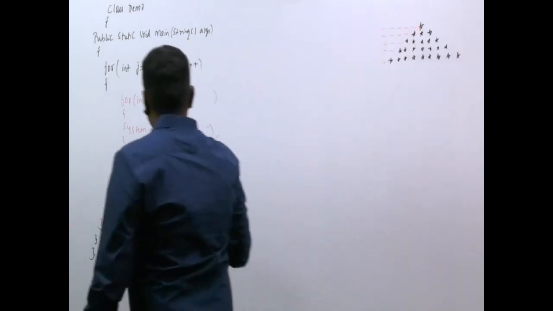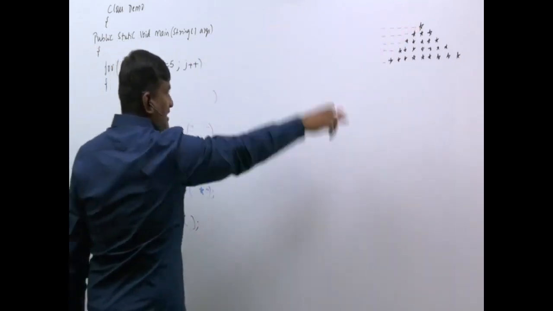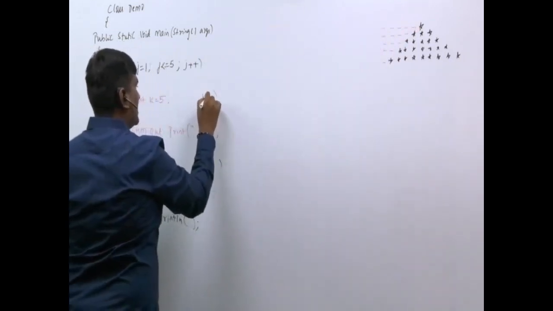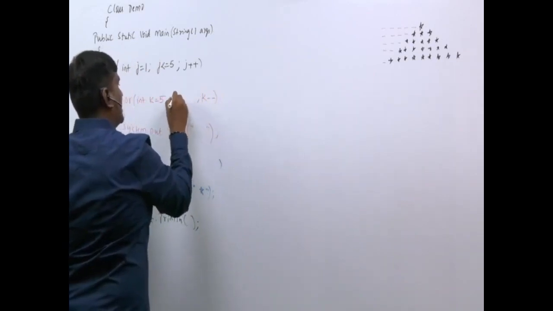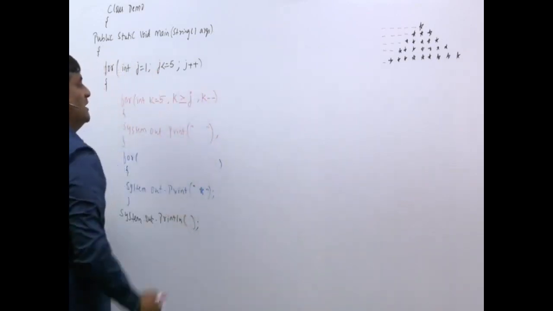Tell me, in the first line how many spaces are there? 5. So I will tell k is equal to 5. Is k increasing or decreasing? Decreasing. Hence k minus minus. Since it is k minus minus, it is greater than or equal to, always compare with the row. Row means what? j. That's all.